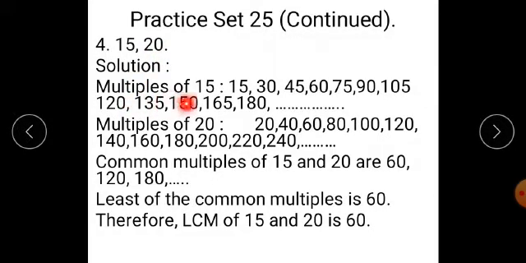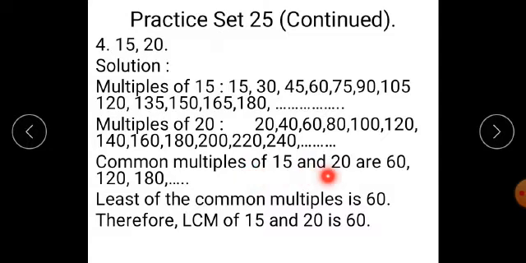Solution: multiples of 15. Listing the multiples means nothing but writing the multiplication table of 15. Therefore, multiples of 15 are 15, 30, 45, 60, 75, 90, 105, 120, 135, 150, 165, 180, and so on. Multiples of 20 are 20, 40, 60, 80, 100, 120, 140, 160, 180, 200, 220, 240, and so on.